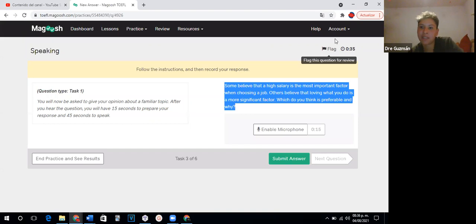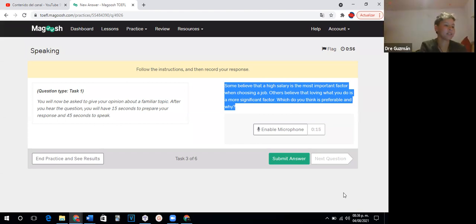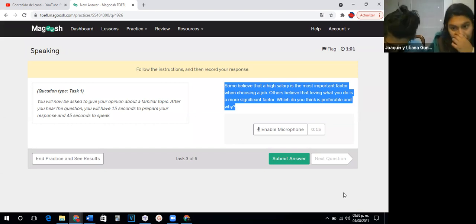Okay, so this one. Liliana, can you please read the question? Some believe that a high salary is the most important factor when choosing a job. Others believe that loving what you do is a more significant factor. Which do you think is preferable and why? Okay, which is preferable and why? Your 15 seconds start now.